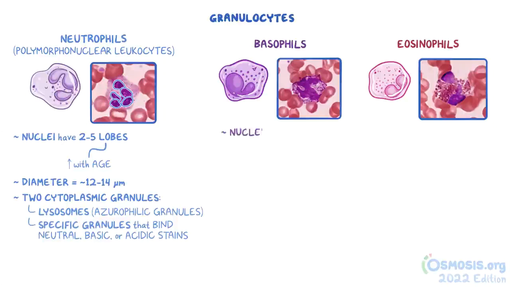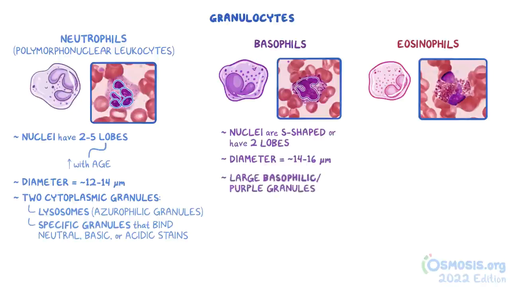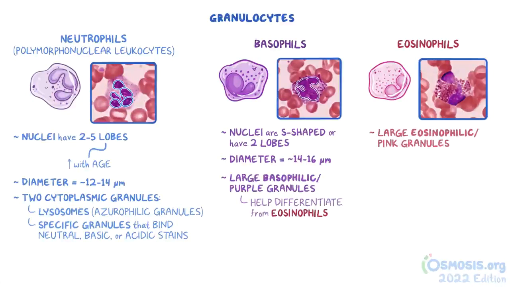Basophils have nuclei that are either S-shaped or have 2 lobes and have diameters that range from 14 to 16 micrometers. Basophils also have large basophilic or purple granules, which help to differentiate them from eosinophils, which have large eosinophilic or pink granules instead. Eosinophils are often larger than neutrophils with a diameter between 12 and 17 micrometers and nuclei that have 2 lobes.